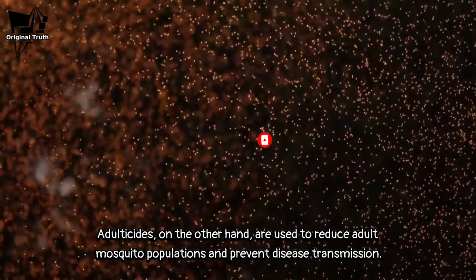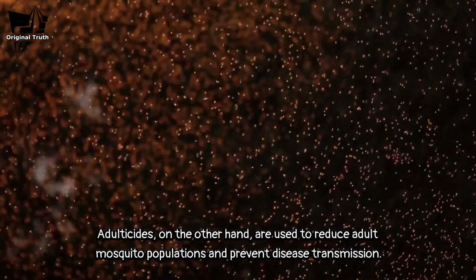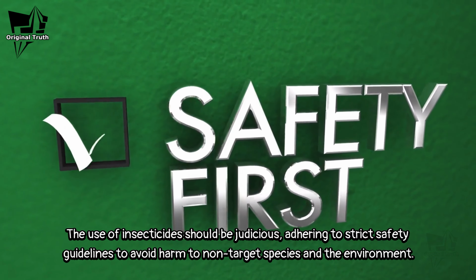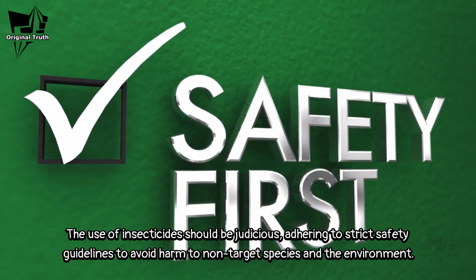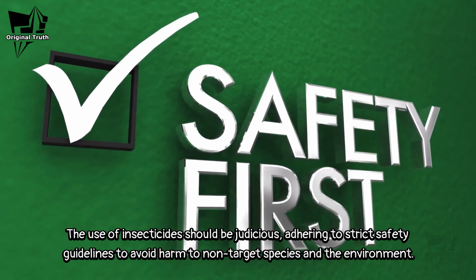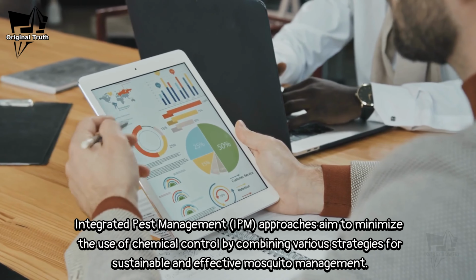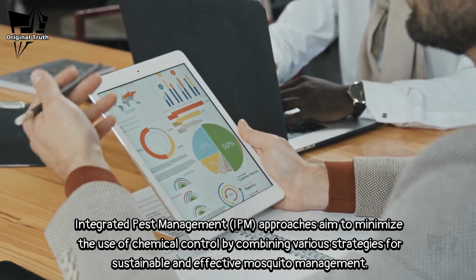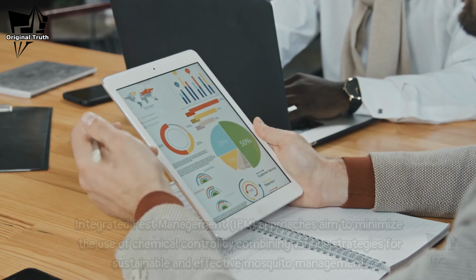Adulticides, on the other hand, are used to reduce adult mosquito populations and prevent disease transmission. The use of insecticides should be judicious, adhering to strict safety guidelines to avoid harm to non-target species and the environment. Integrated pest management (IPM) approaches aim to minimize the use of chemical control by combining various strategies for sustainable and effective mosquito management.